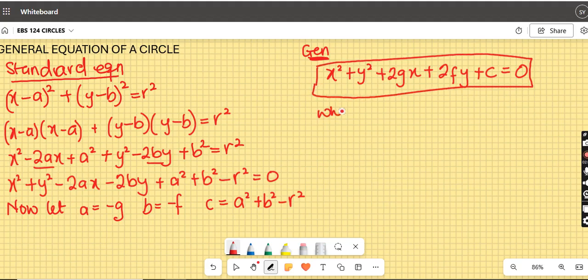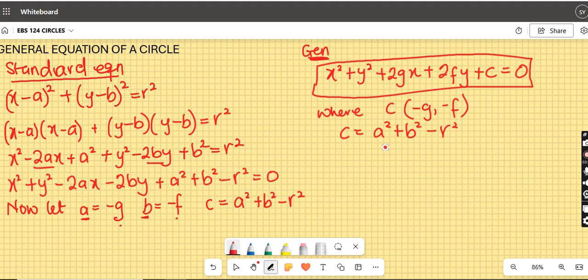Now, what are the variables telling us? The center will be given by (−g, −f), because it was at first (a, b), and we substituted a and b with negative g and negative f. And what is c? That constant c is given by a² + b² − r².